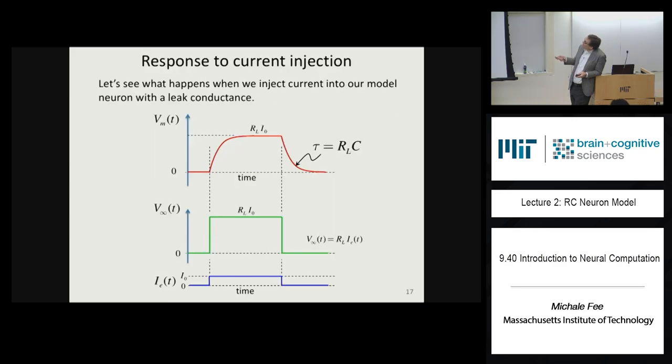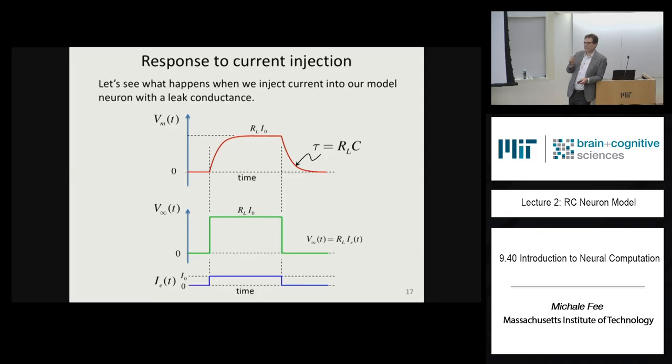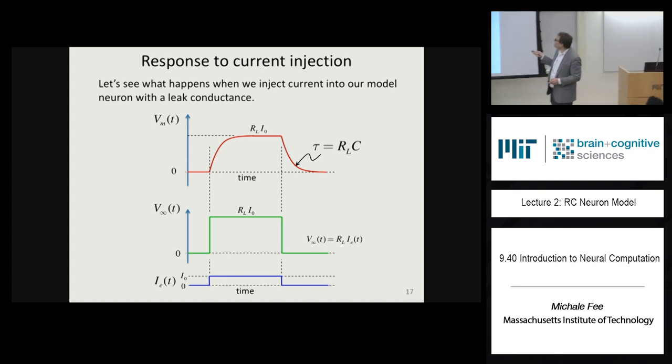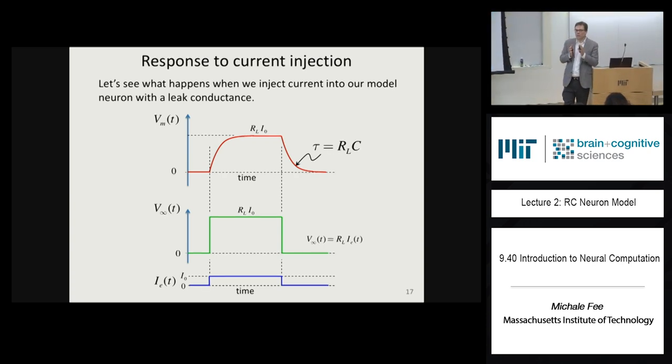Now, that is our RC model neuron. Resistance times capacitance. It's got a resistor and a capacitor. But the solutions are just exponential decays toward some steady state solution. Now, it turns out that an RC system, a first order linear system, acts like a filter.